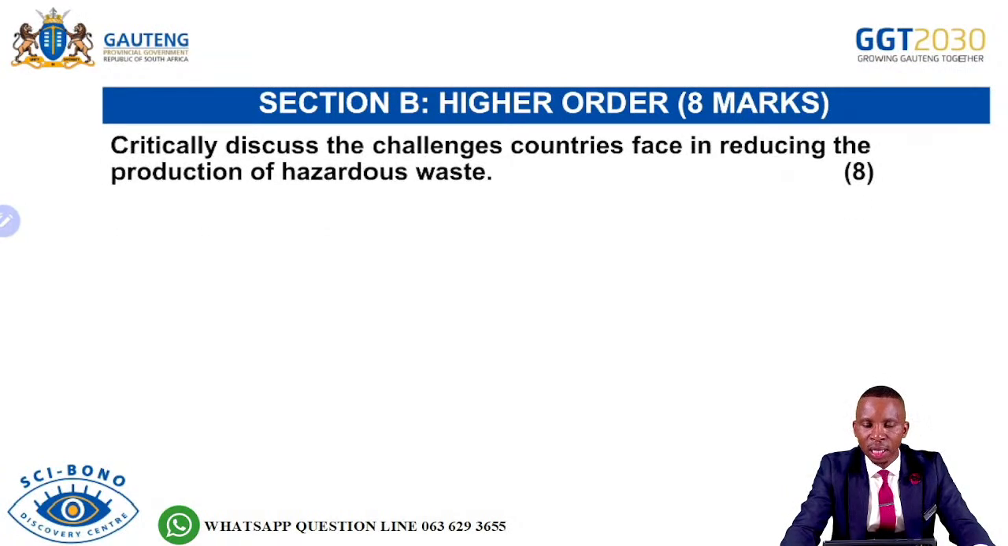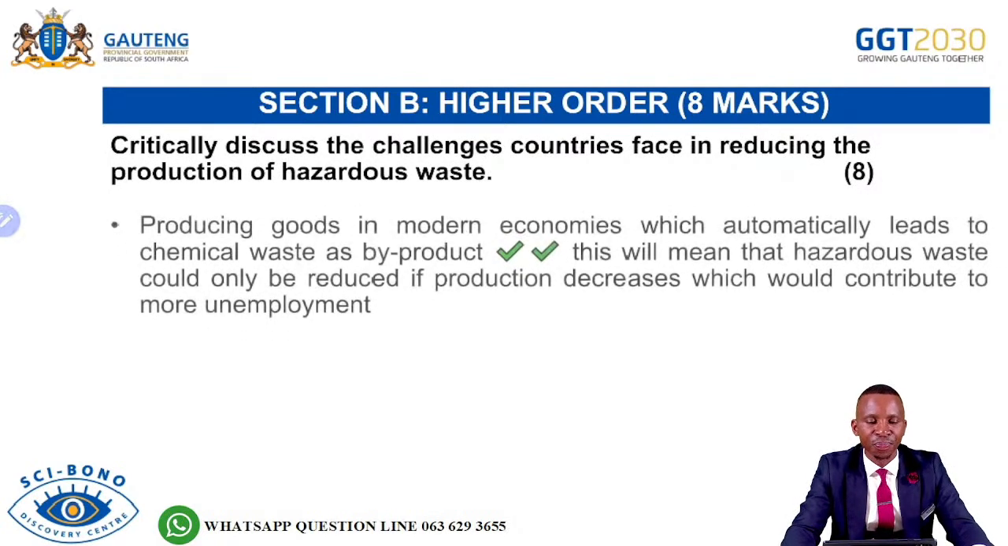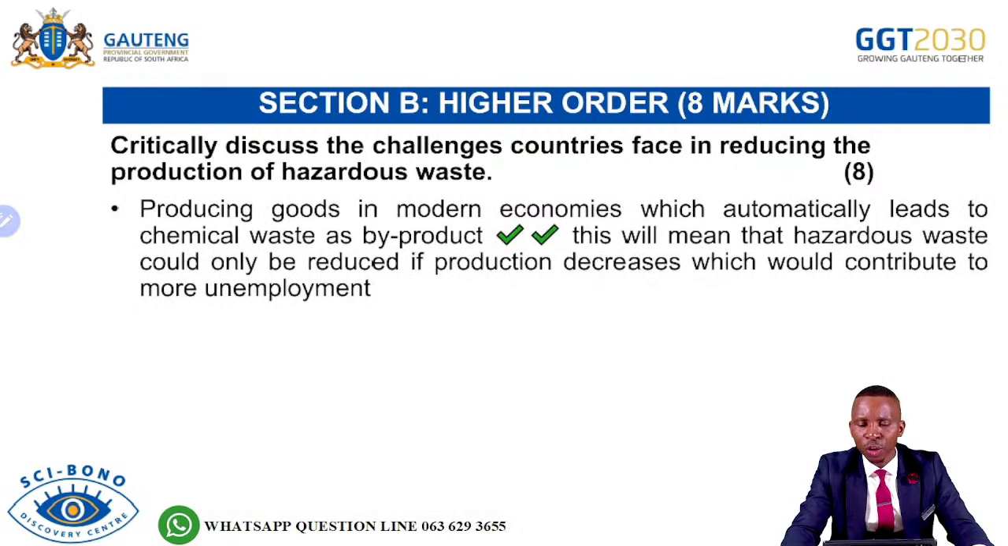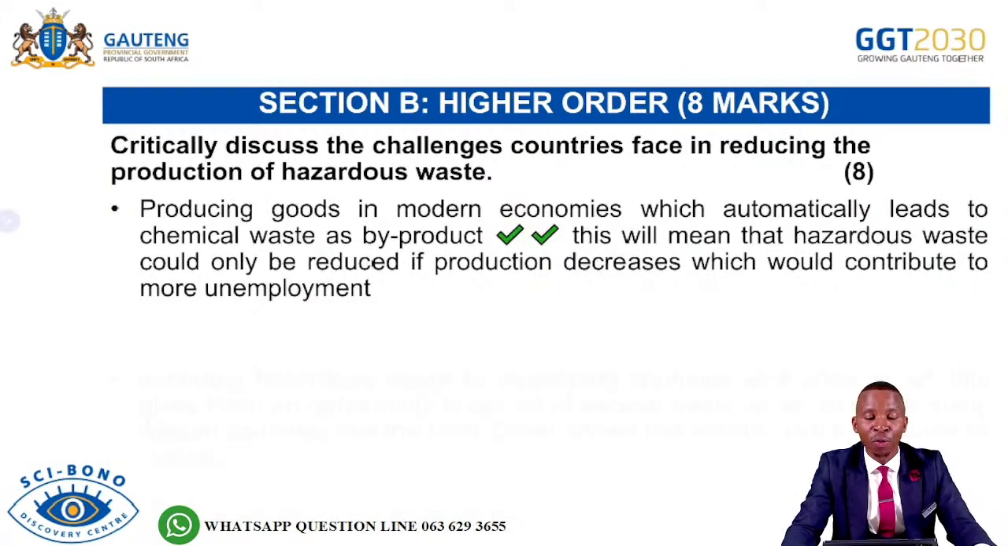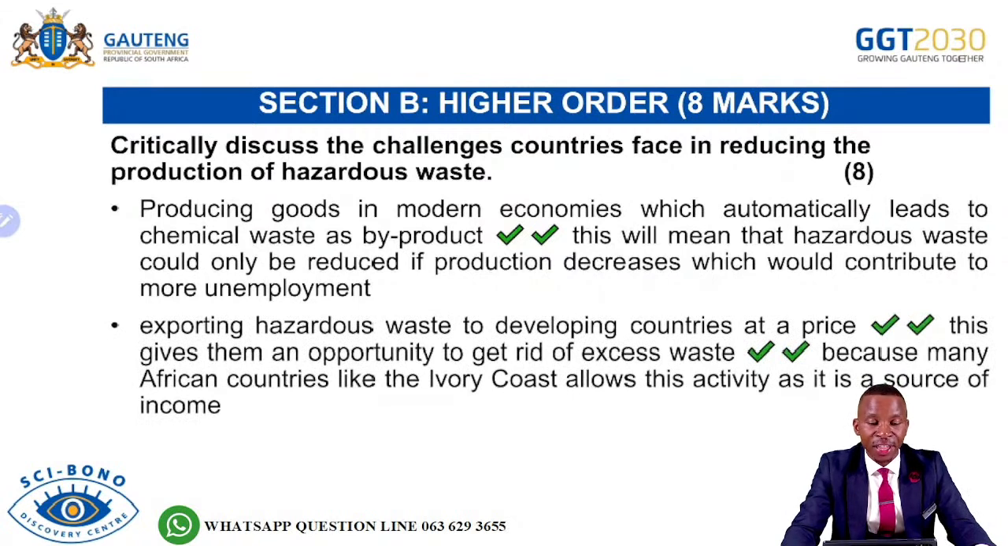Critically discuss the challenges countries face in reducing the production of hazardous waste. Producing goods in modern economies automatically leads to chemical waste as a byproduct. This will mean that hazardous waste will only be reduced if production decreases, which would contribute to more unemployment. So it is difficult to reduce hazardous waste, because as it is being reduced, that will lead to a high level of unemployment, which is a bad thing for society and for the economy.